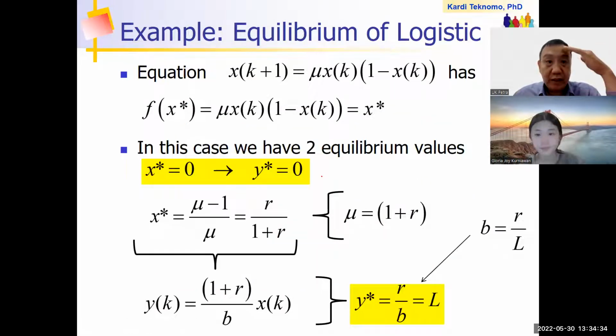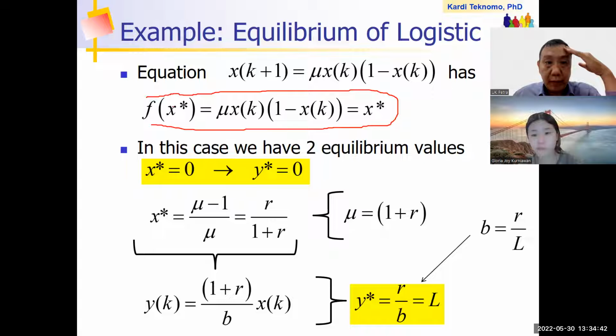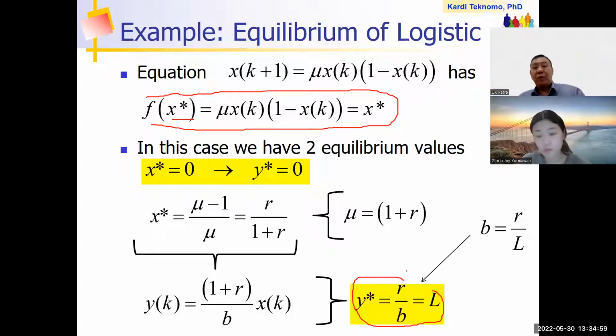Okay. So this is an example. I have this equation and I want to find the equilibrium. What I will do is just make it x star. Because this is quadratic, you can get two equilibrium values. One is 0. The other one is at capacity. Okay. The equilibrium is at capacity.